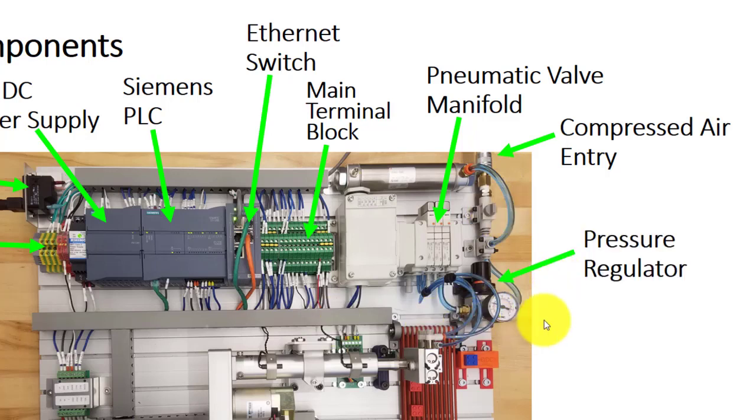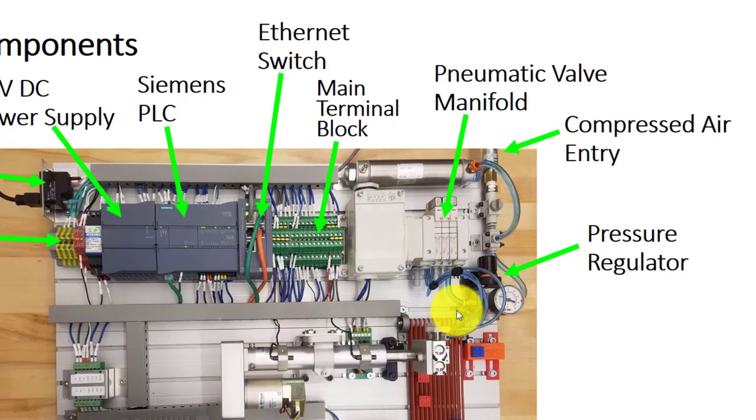There's a pressure regulator to take the pressure from the room, which is at about 100 psi, and it regulates it down to about 40 psi for the system.